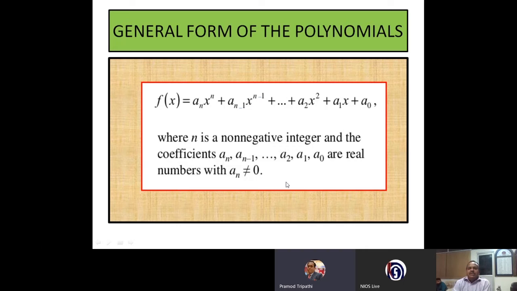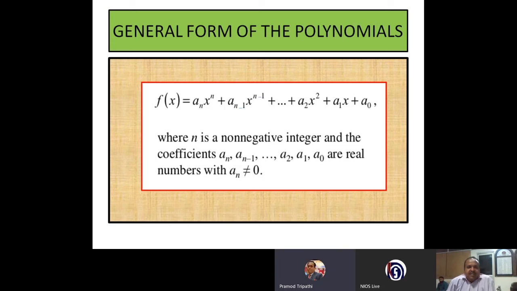Excuse me, sir. Yeah, sir, there is one question coming from a learner. She is from UP. Her name is Vidya. She is asking, what is the difference between algebraic expression and polynomials? Difference, what is the difference? Yes. I will come to the question after this slide, sir.